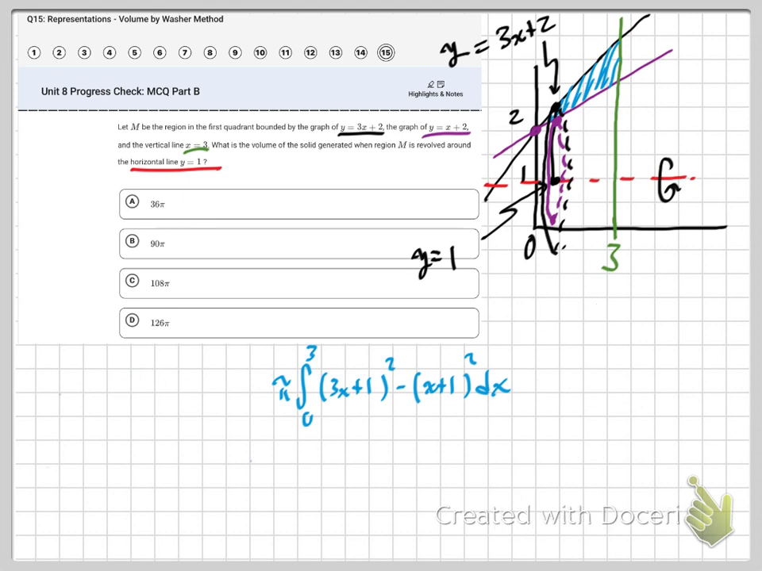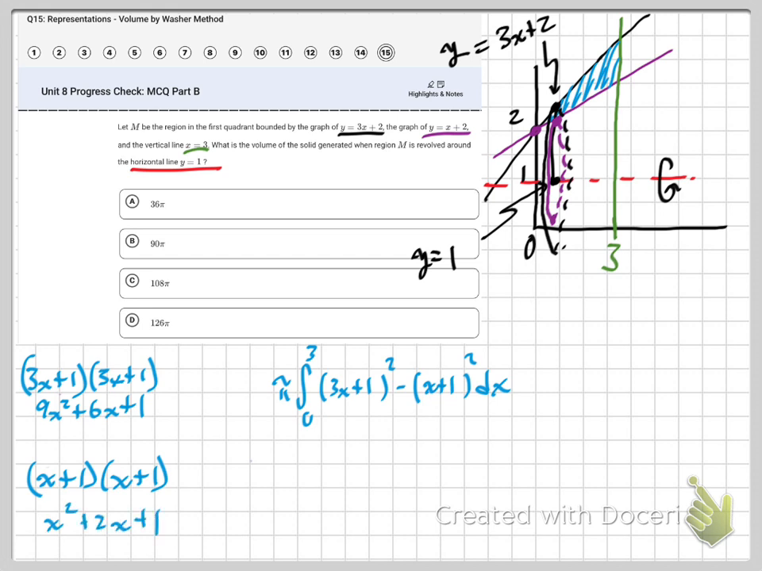All right, so now my radiuses are in there. Let's square them. We have to square the 3x plus 1. So that's 3x plus 1 times 3x plus 1, and that's what I get. 9x squared plus 6x plus 1. And then I got to square x plus 1. So I go x plus 1 times x plus 1, and I get x squared plus 2x plus 1. Wow, there's a lot of ones in this one.